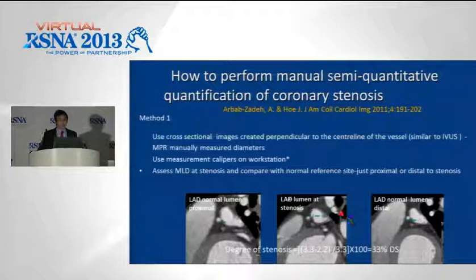As I said, you can also do manual semi-quantitative quantification of coronary stenosis. The first method is to use cross-sectional images created perpendicular to the center line of the vessel, similar to IVUS. This is like a double oblique. Then you do MPR manual measurements and use the measurement calipers on your workstation, and you measure the minimal lumen diameter, which happens to be this one and not this one. And you assess MLD at the stenosis and compare it with a normal reference site, either just proximal or distal.